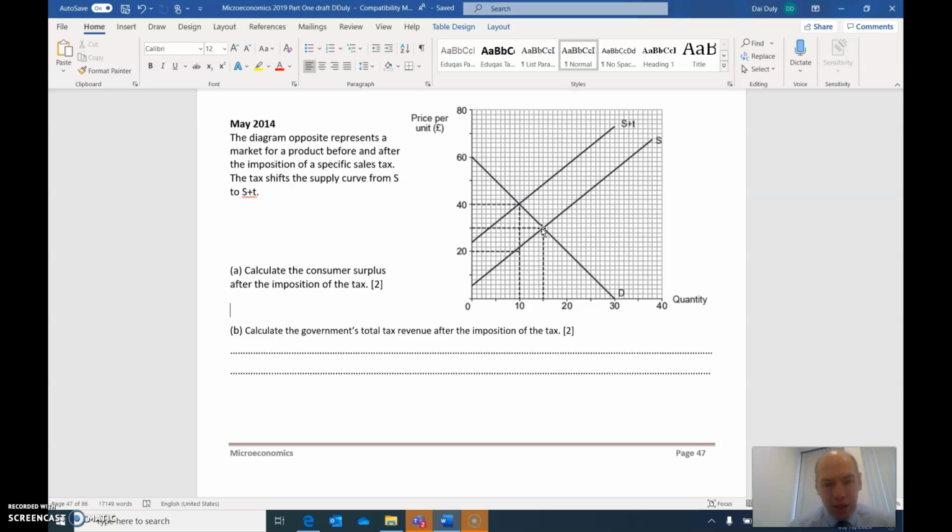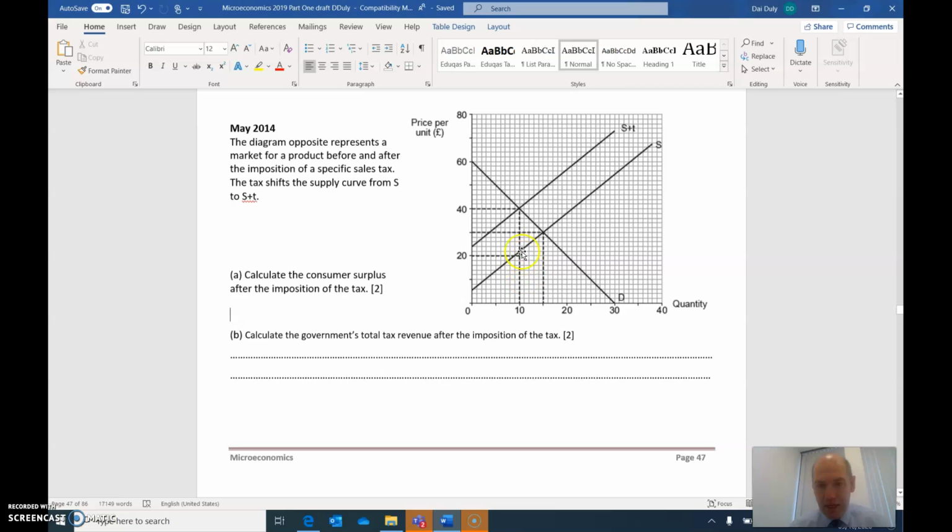Okay, so the difference between what consumers were able and willing to pay and what they did pay after the imposition of the tax. Well, after the imposition of the tax, the new equilibrium is going to be at a price of £40, and the amount traded is 10. Now it'd be worth you having a quick go at this and pressing pause. Come back in a moment.